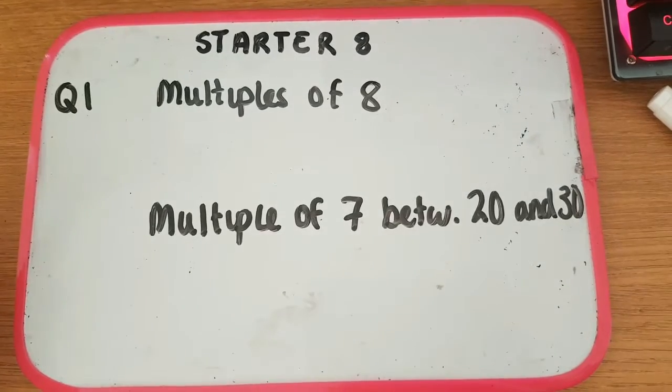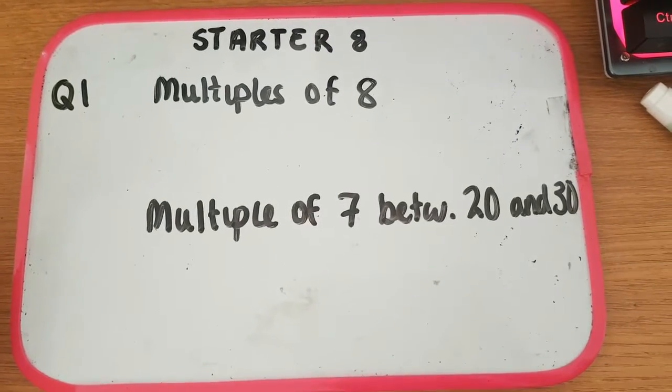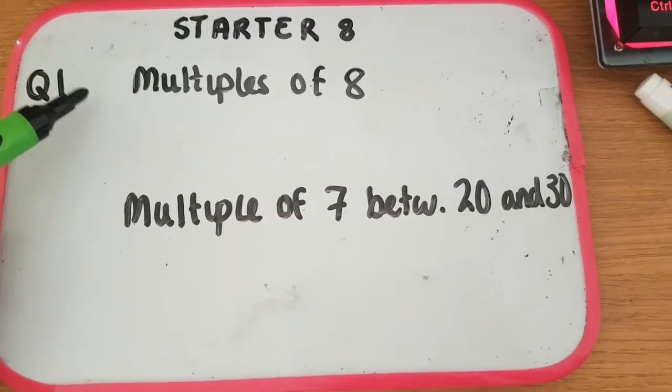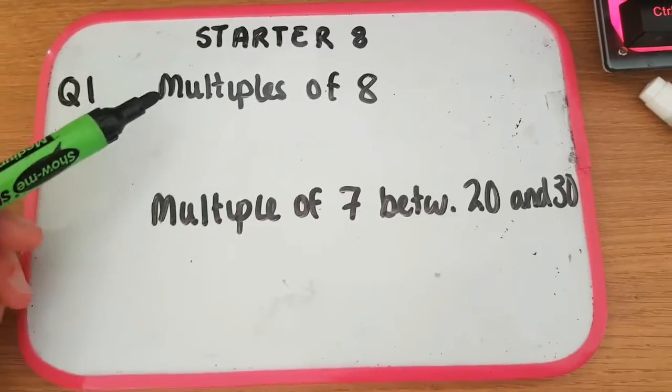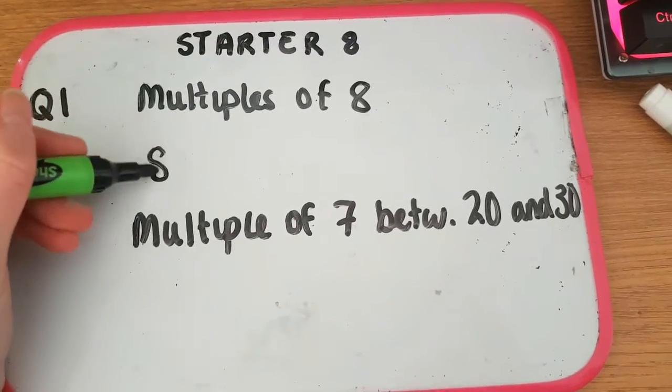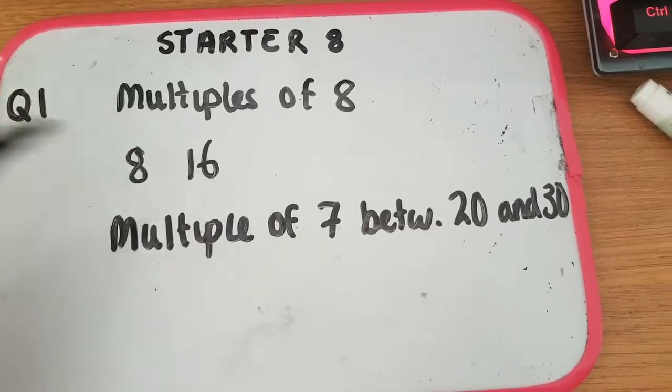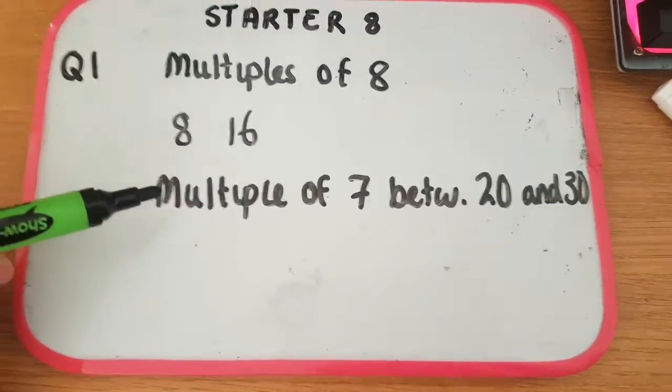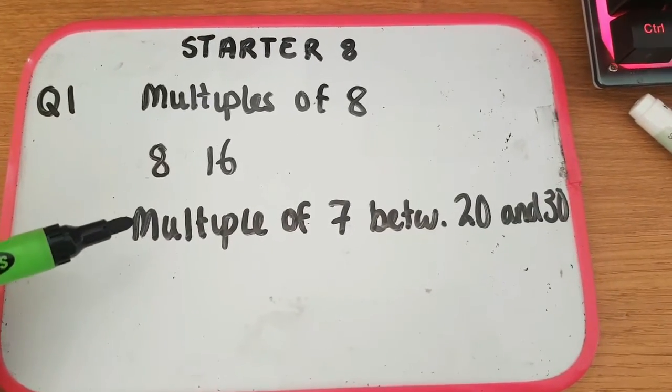And today we're going through our answers for starter 8. Question 1, we're being asked to find multiples of 8. These can be any multiples, so I suggest going for 8 and 16. Second part, we're asked to find a multiple of 7, but it has to be between 20 and 30.